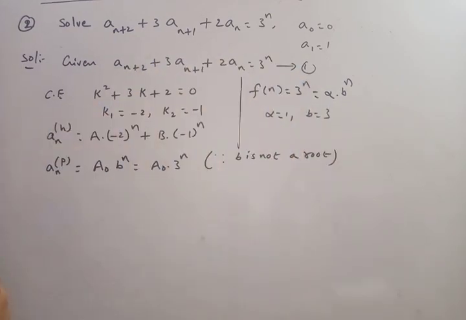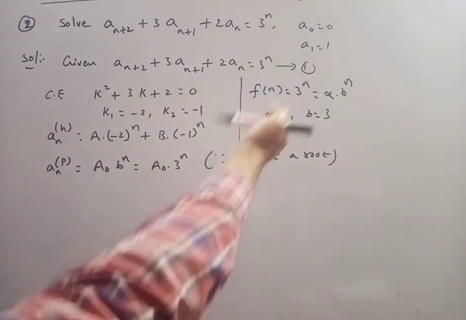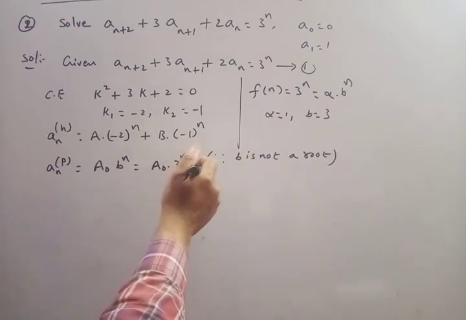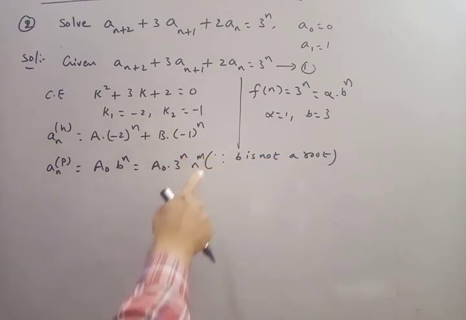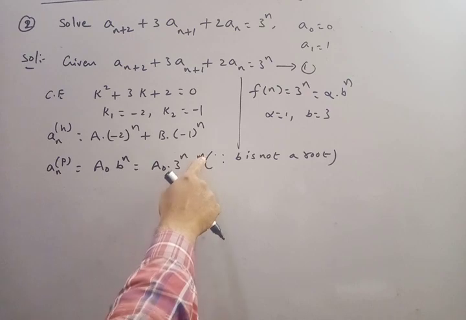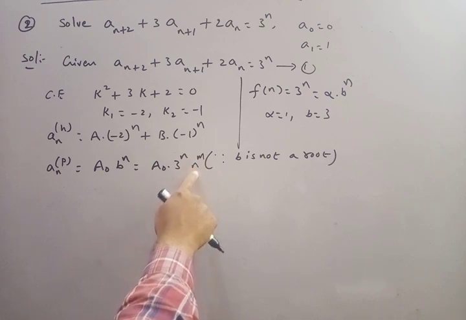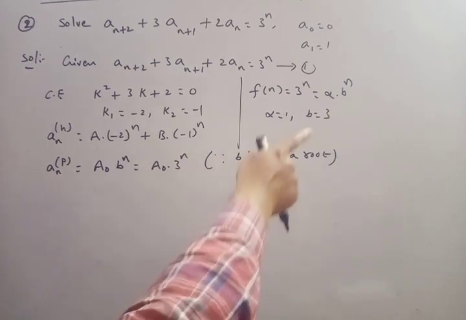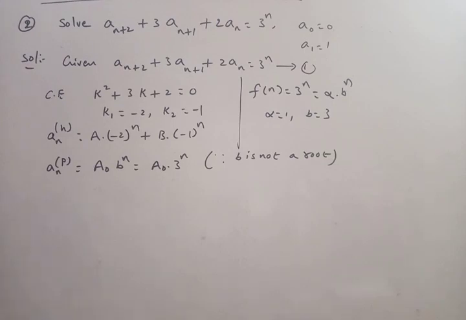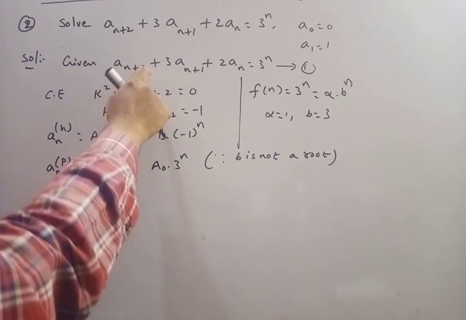So in the previous problem also, same thing. If b is a root, then however many times it is repeating, that many times you have to write, n^m. That means if 3 is coming 2 times, you have to take n². If 3 is coming 1 time, you have to take n^1. But here no need, because 3 is not a root, correct? So this value we have to substitute here.